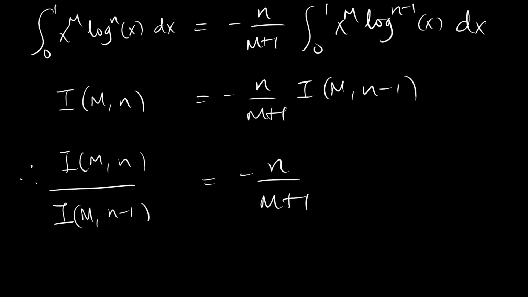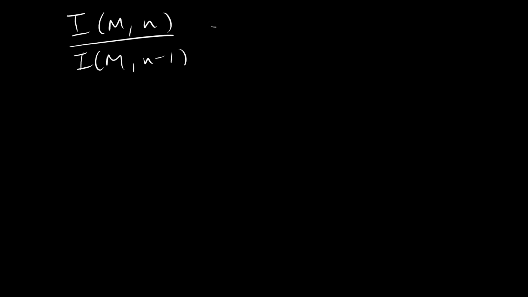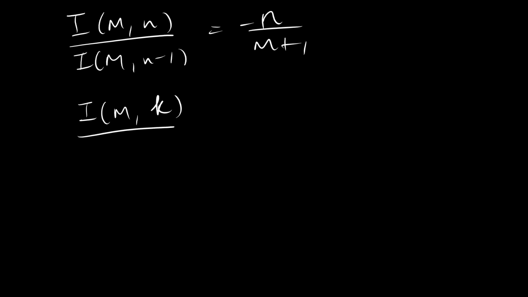Okay, so this is interesting. We have now said that our problem I of m n over I of m n minus 1 is equal to negative n over m plus 1. And generally we can express this as I of m k over I of m k minus 1 being equal to negative k over m plus 1.